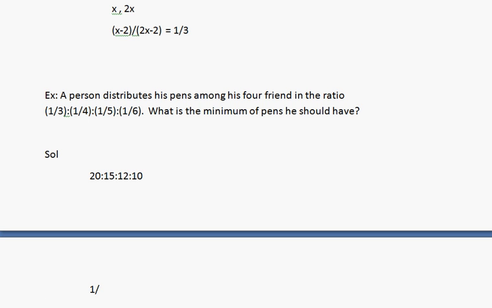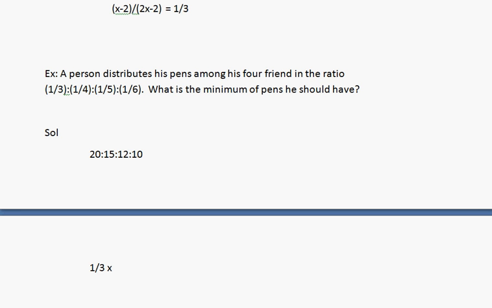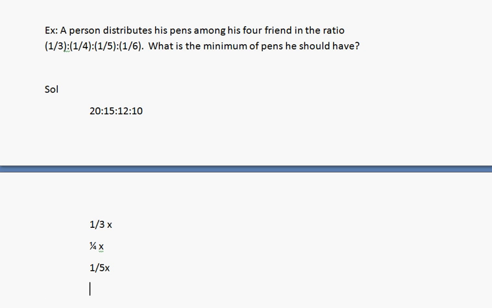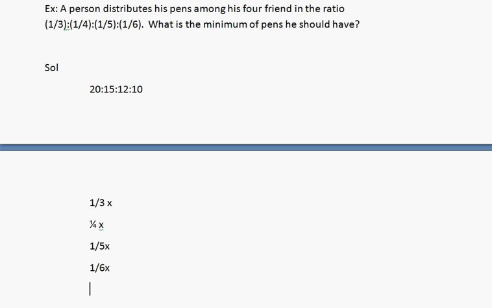So there are x number of pens with him, right? To the first friend he gave 1/3 of x. To the second friend he gave 1/4 of x. To the third friend he gave 1/5 of x. And to the last friend he gave 1/6 of x, right? So what he gave is the total of this.